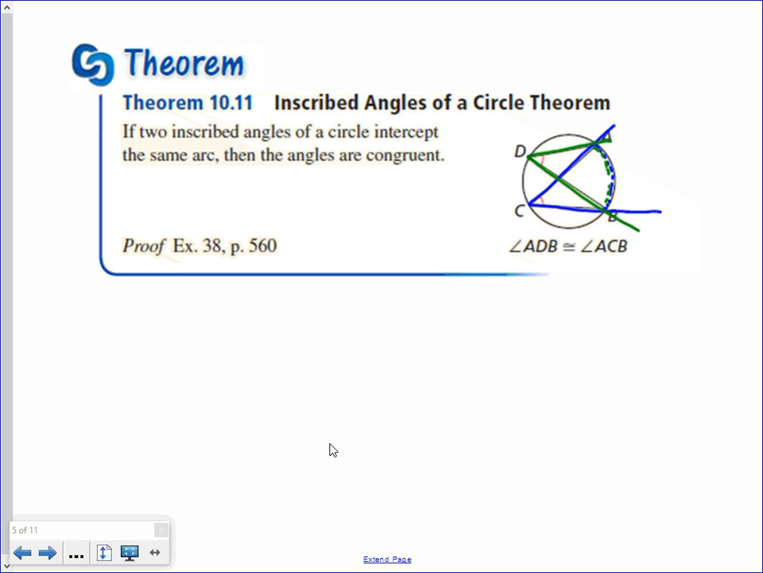If arc AB was 40 degrees, okay, then angle C would be half of that, because it's always half the arc that it's intersecting. So what's half of 40? 20. So angle C would be 20 degrees. Angle D would also be half of 40, which is 20, because angle D is also intersecting that arc. So this theorem says if you have two angles that are intersecting the same arc, then they have to be congruent to each other, which should make sense, because they would both be half of whatever that measure is. So if you have two different angles that are intersecting the exact same arc, they have to be congruent to each other.